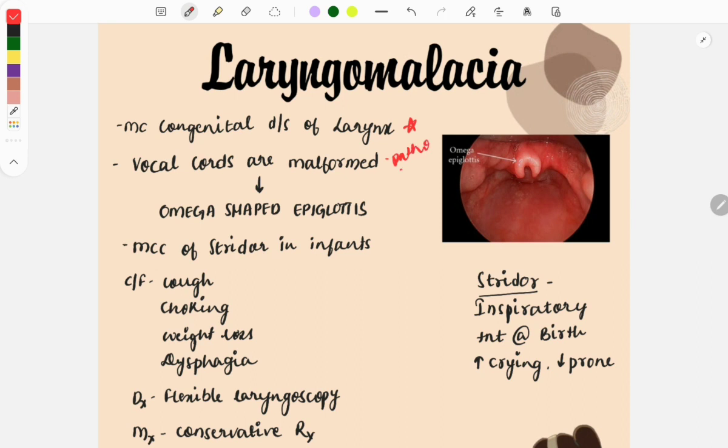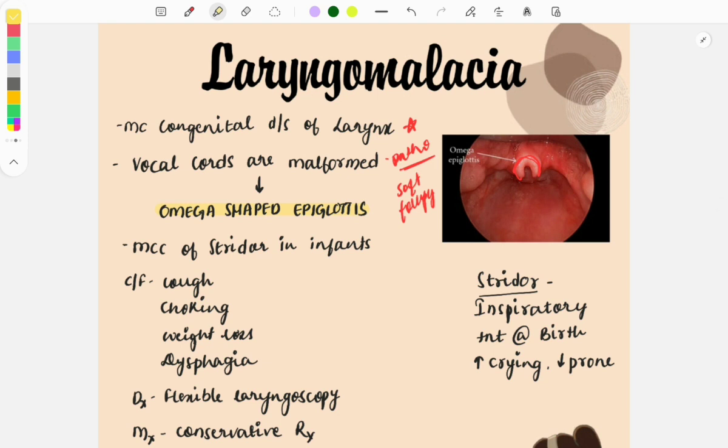So in this condition there is malformation of the vocal cords because the vocal cords are soft and floppy, due to which they will get folded like this, forms a shape of the omega. That's why it is called an omega shaped epiglottis. This omega shaped epiglottis is a piece of cake, so whenever described in the question, just close your eyes and go with the laryngomalacia.